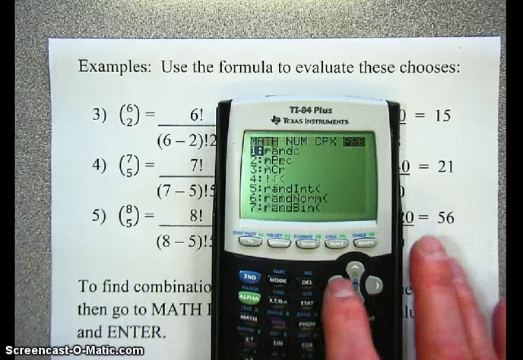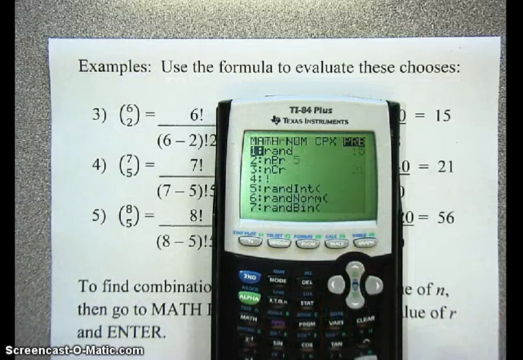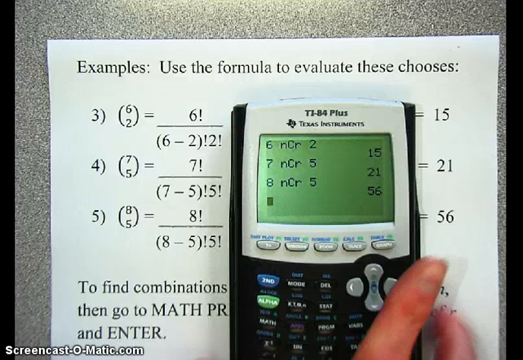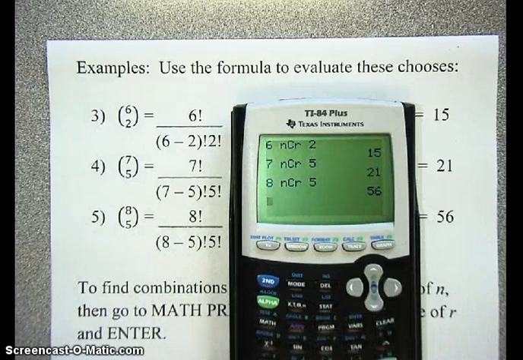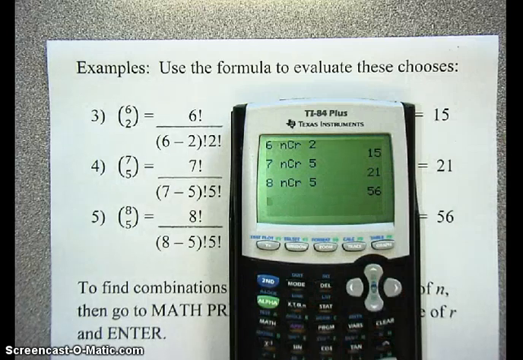7 choose 5 is 21, and 8 choose 5 is 56, as we got with the formula. And you can see that working with the calculator is much, much faster. Oftentimes, you're not going to want to use this formula and try to calculate these combinations by hand, because the numbers are going to be big and the factorials get to be really, really big and very difficult to work with. But the calculator can handle a lot of these, and it's often much faster to let the calculator do that.